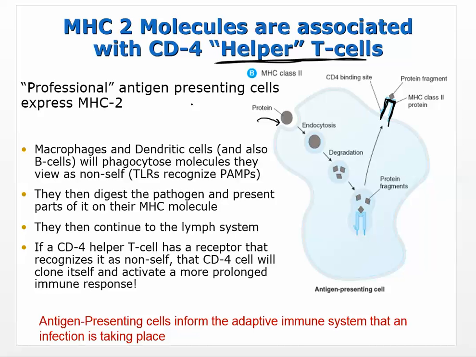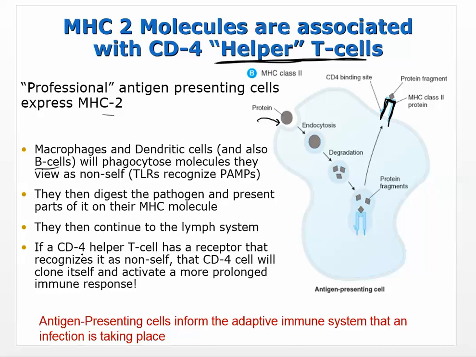So professional antigen presenting cells express MHC2. Macrophages and dendritic cells are the main ones we think about, but also B cells. We'll talk about that. They will phagocytose molecules that they view as non-self using these TLRs that recognize the PAMPs. They then digest the pathogen and present parts of it on their MHC molecule. Okay? They then continue to the lymph system.